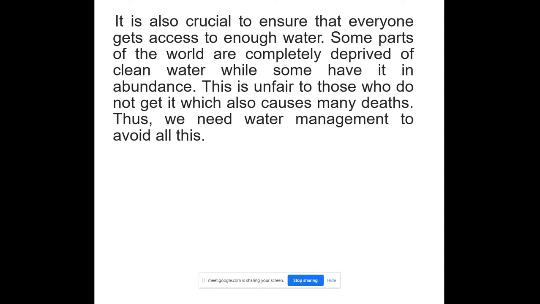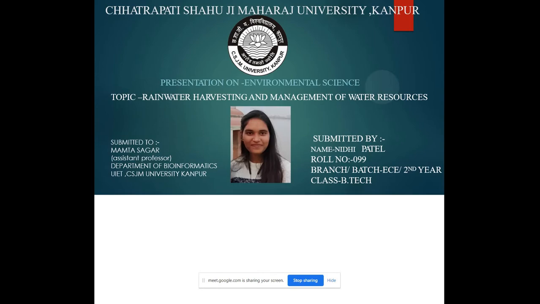Thus, water management becomes essential to ensure we are not polluting the resources. It is also crucial to ensure that everyone gets access to water. Some parts of the world are completely deprived of clean water, while some have it in abundance. This is unfair for those who do not get it, which also causes many deaths. Thus, we need water management to avoid all this.